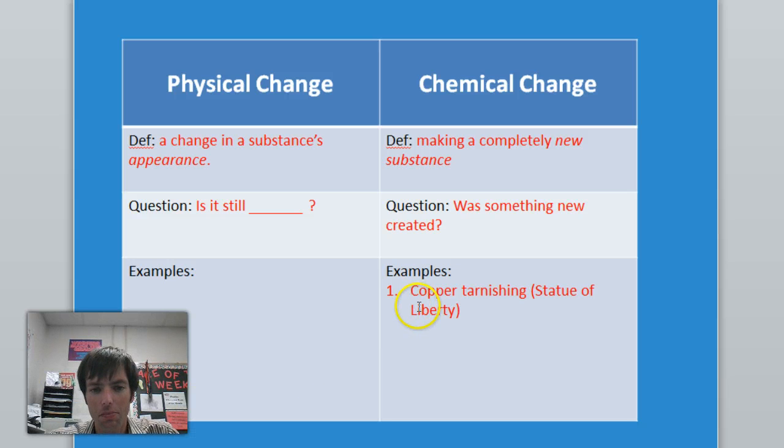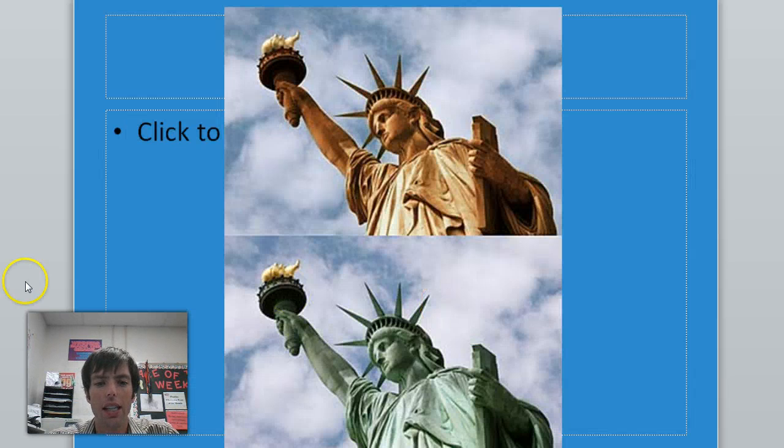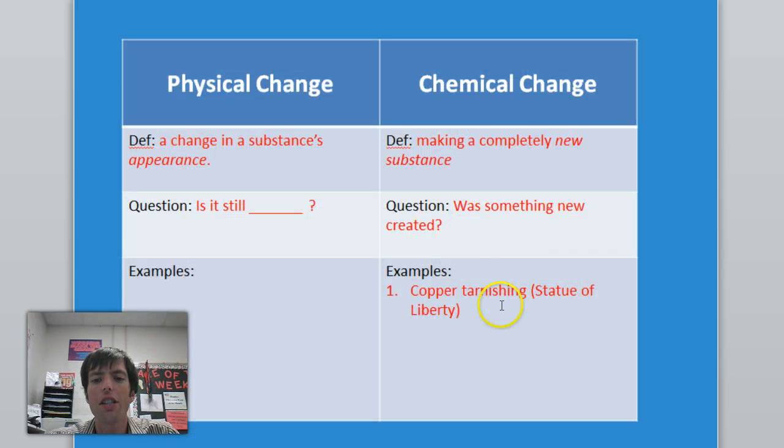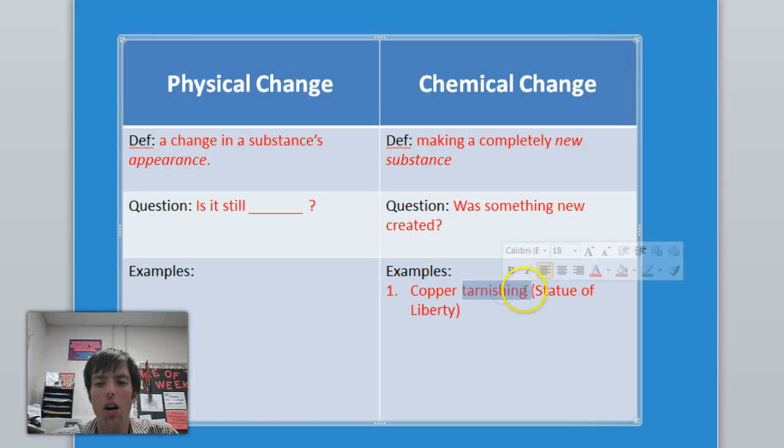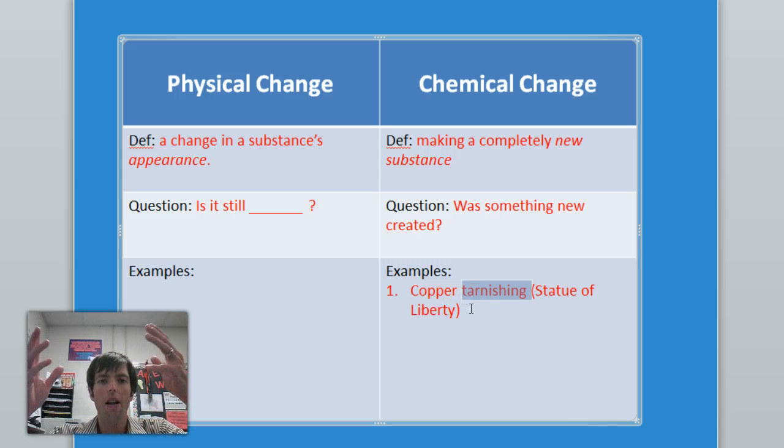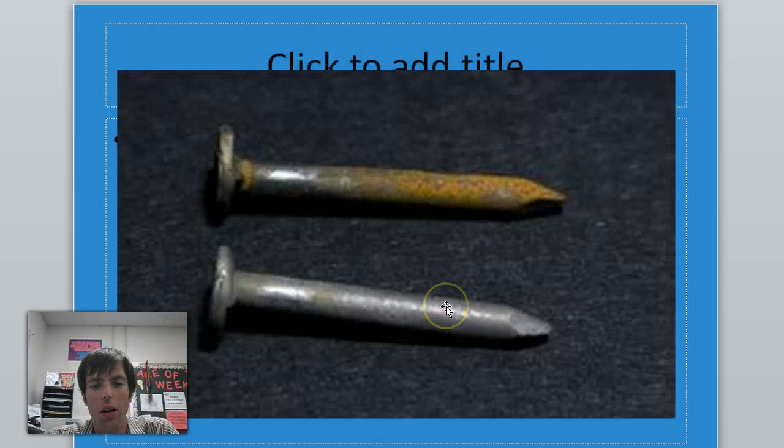Not because the Statue of Liberty isn't still the Statue of Liberty, but this green thing is something called tarnish. It's a new substance where the atoms in the air interacted with the copper atoms and made a new compound, a brand new substance. And if you could scrub away the green, you could get back to that copper color. But nobody does this, because it's going to quickly turn green again. Tricky. Let's do another one.